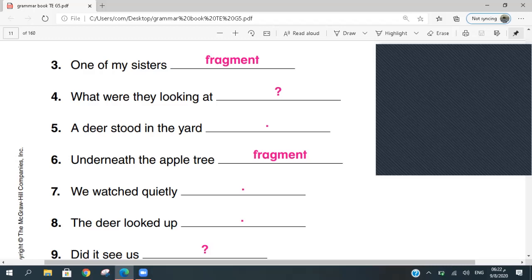Okay, Maria. Yes, Maria. Number 10. Ran off across the lawn. Okay. Is it a sentence or a fragment, Maria?